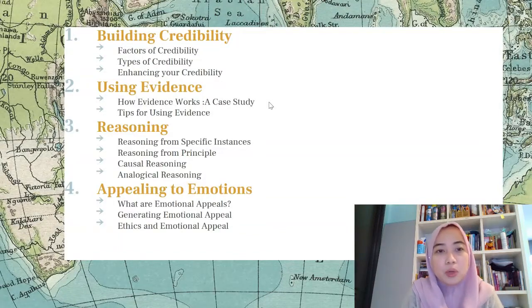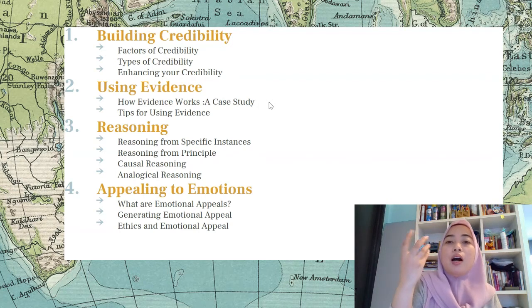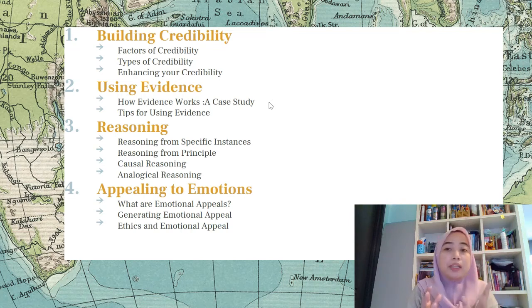In today's class, I will be covering four different things. The first one: how do you build your credibility if you want to persuade people? Number two: how can you use evidence, in particular a case study, when you want to do a persuasive speech? Number three: we're going to be learning about different reasonings, different types of critical thinking skills, a little bit. And lastly, we'll be looking at appealing to emotion, which is another type of critical thinking that we are going to learn in our class for today.